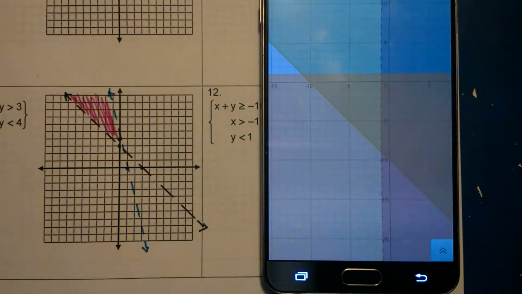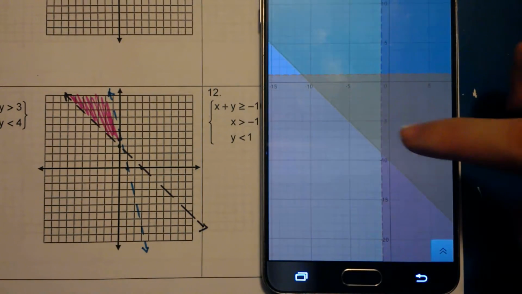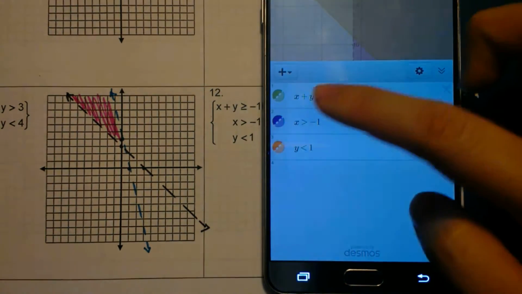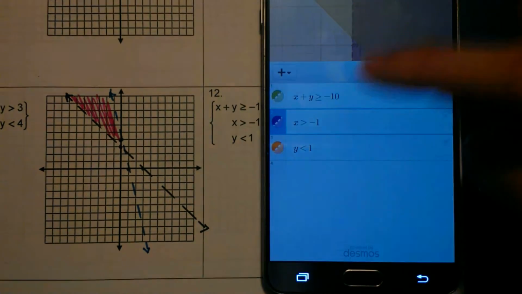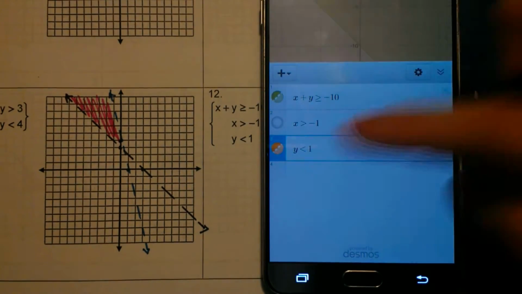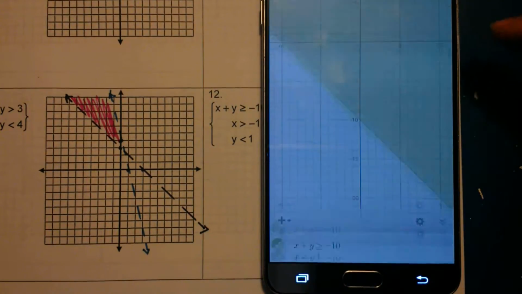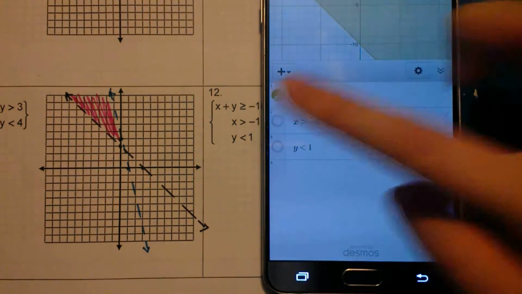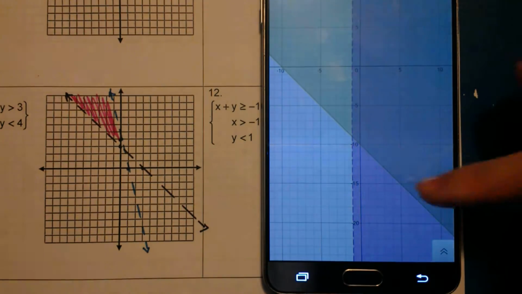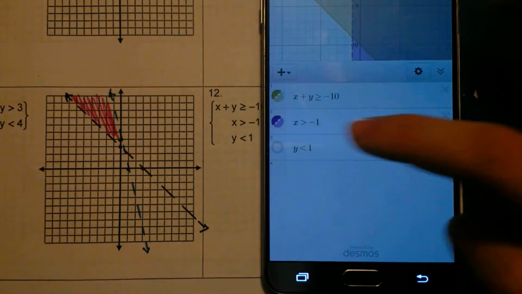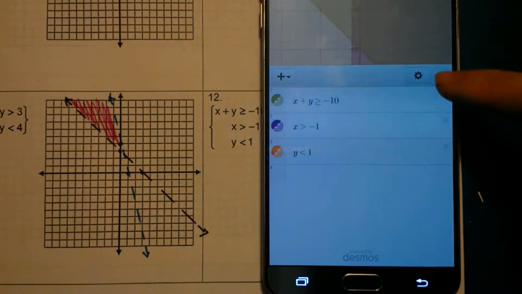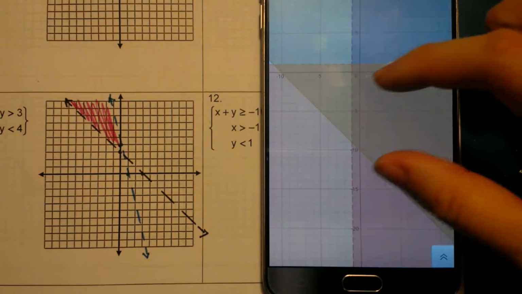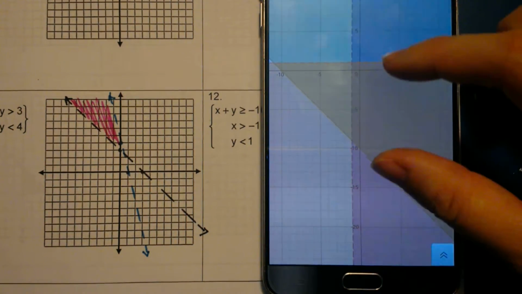Wait, we got another line. Okay. So, let me go back. Okay, so that's my starting line. They overlap here. So they're overlapping in this little area.